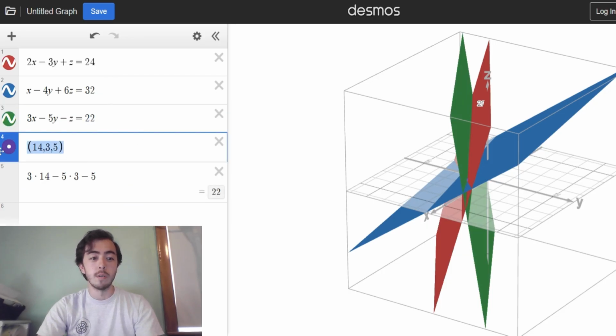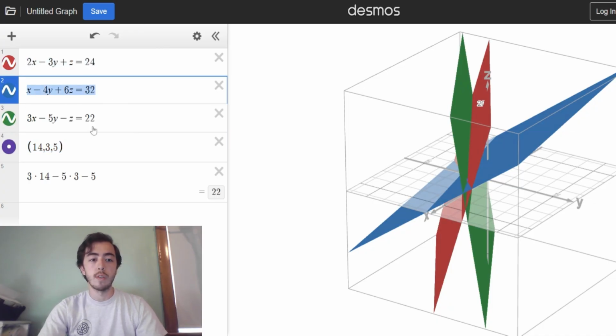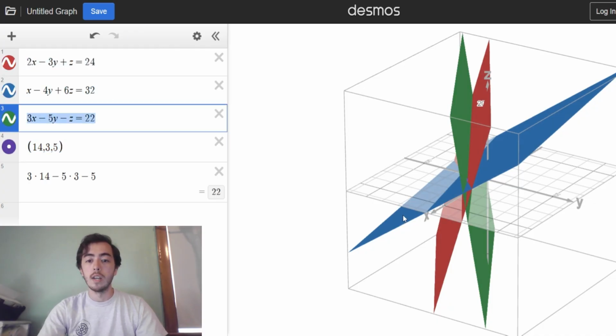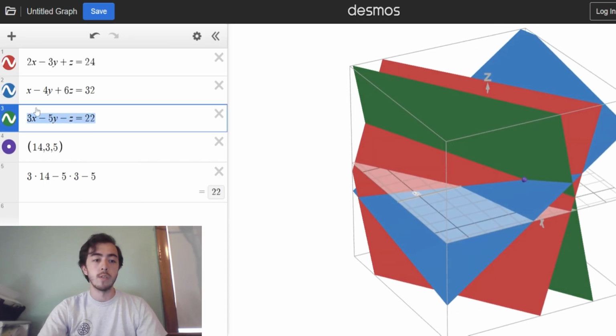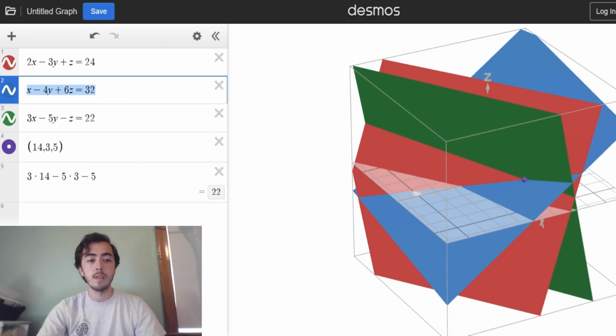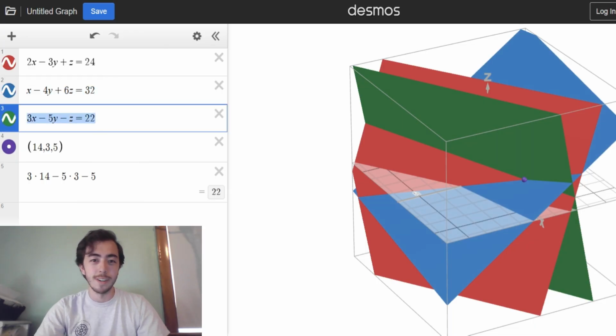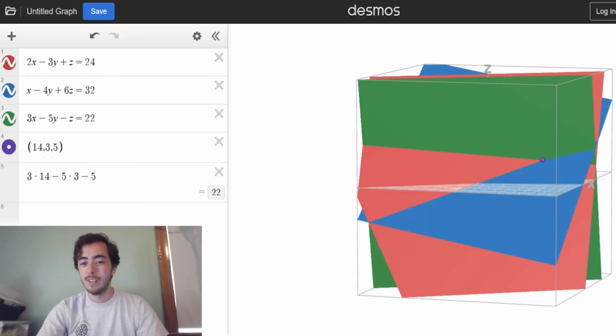There we go. So this special trio of numbers, 14 for x, 3 for y, 5 for z, satisfies all three of our equations, and we can see it visually here. That's where the planes intersect. And then we can also verify it by just plugging in the values and seeing that all of our equations are happy. So there it is.